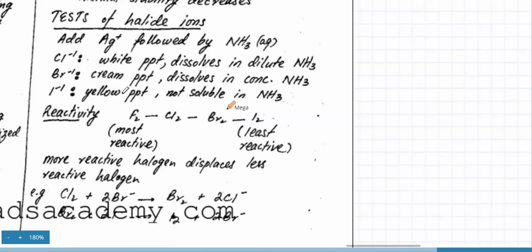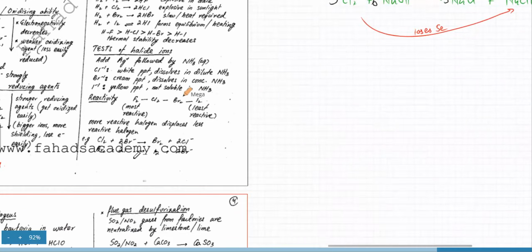And you get a lot of questions on the solubility of the halide salts. The first one dissolves in dilute NH3. Br⁻ doesn't dissolve in dilute NH3, it dissolves in very concentrated NH3, whereas I⁻ is not soluble at all. And we've already discussed the reactivity, so that's done as well. More reactive displaces less reactive, so that's also obvious.